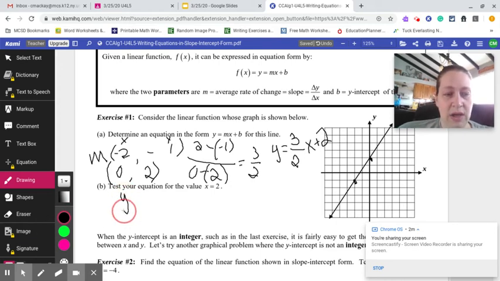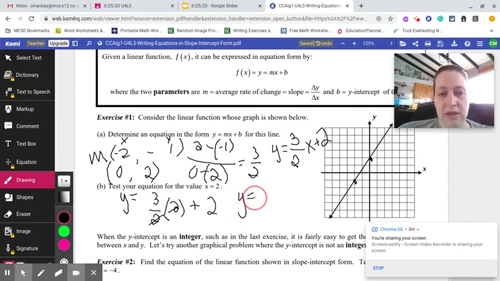So y equals 3 over 2. In my equation, I have my x right after that, so I'm going to substitute in my 2, plus 2. These 2's cancel each other off, which leaves me with 3 plus 2, and that means y equals 5. So when x is 2, does y equal 5? Let's see. So x is 2, let's count up to y: 1, 2, 3, 4, 5. Yep, so our equation works.